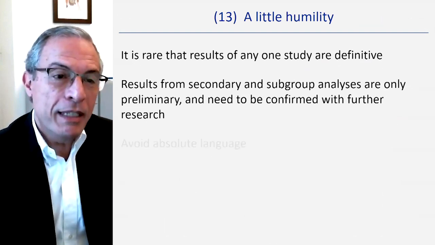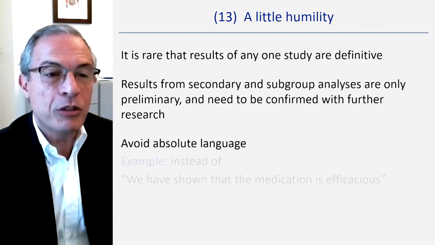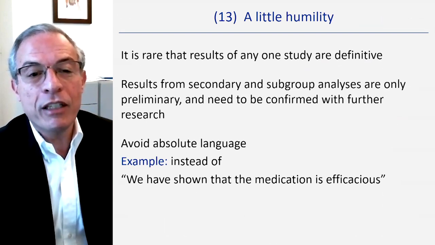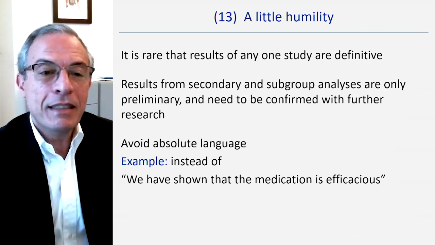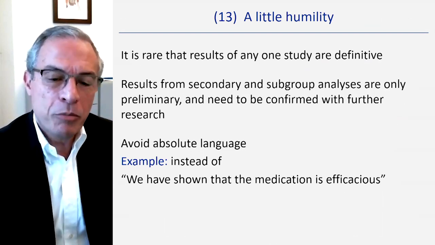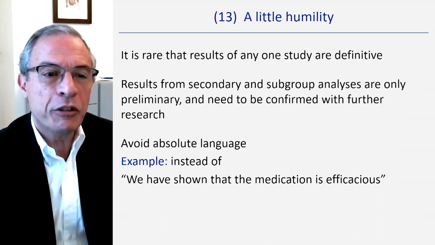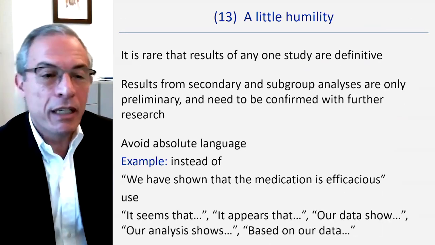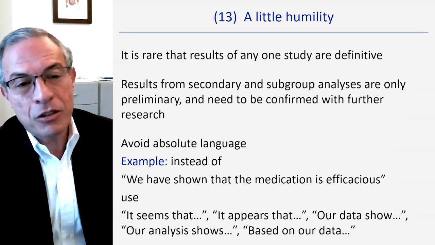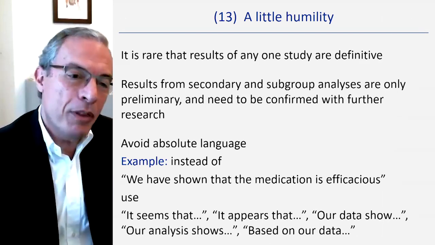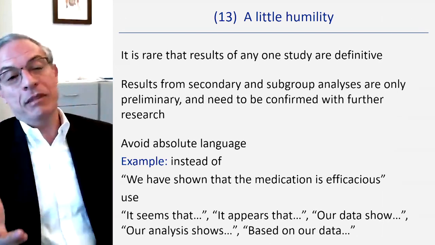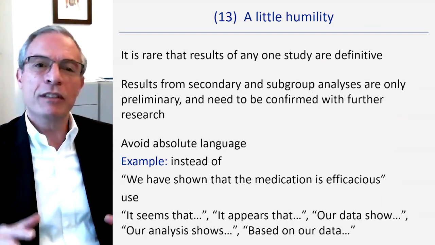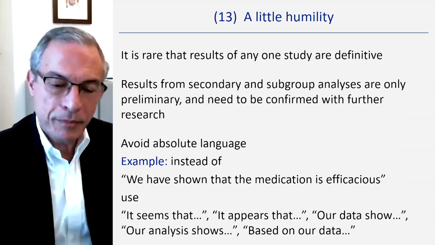So what I'm saying is avoid absolute language like, we have shown that the medication is efficacious. It's too strong. It has to be repeated. It has to be confirmed. So you may want to say, it seems that, it appears that, our data show, our analysis shows, based on our data. I mean, you put in your own style. I'm not telling you exactly how to write it, but just soften the statements a little bit.